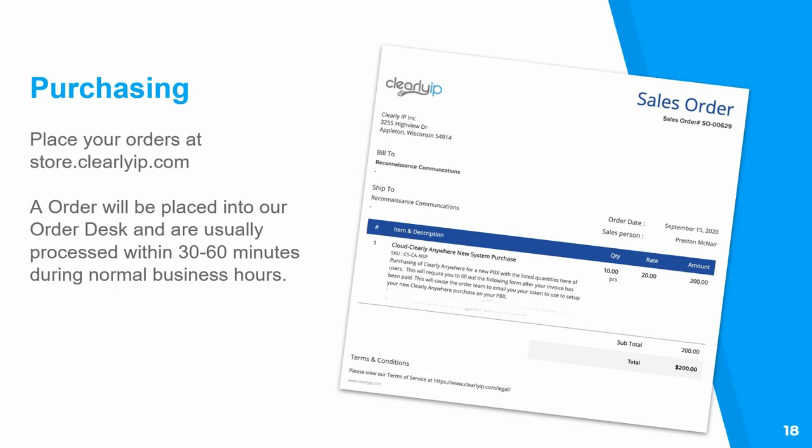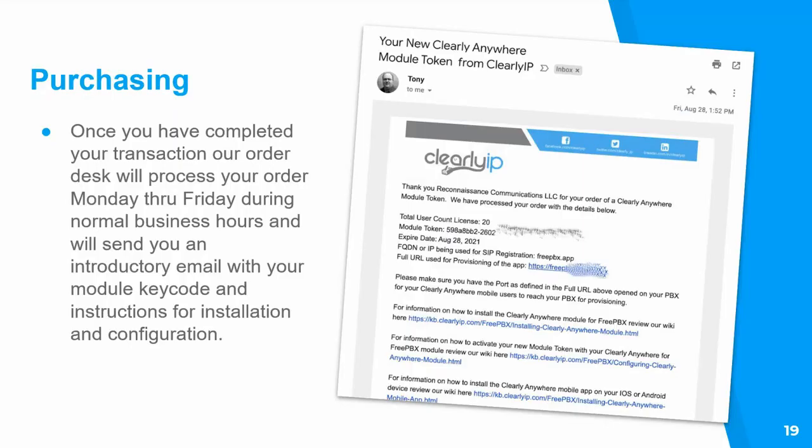So you can place your orders also directly on our store.clearlyip.com. During normal business hours, the orders are usually taking just under an hour to complete and authorize, so quick turnaround for everyone. Upon order completion, you'll be sent an email with your module key code and instructions so you can quickly get up and running.